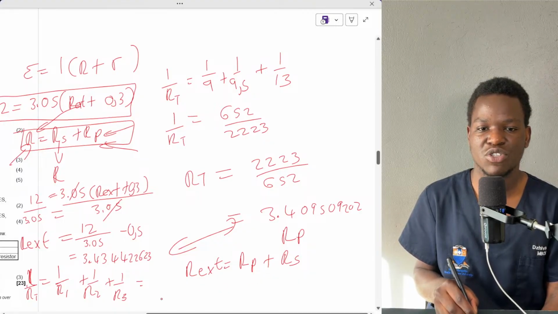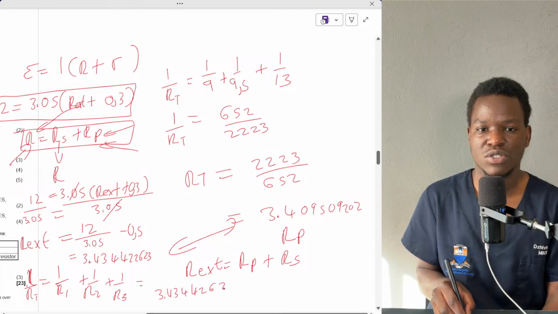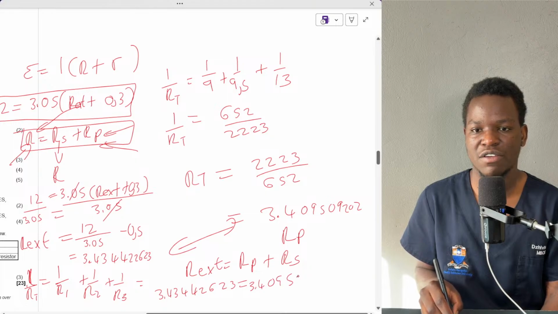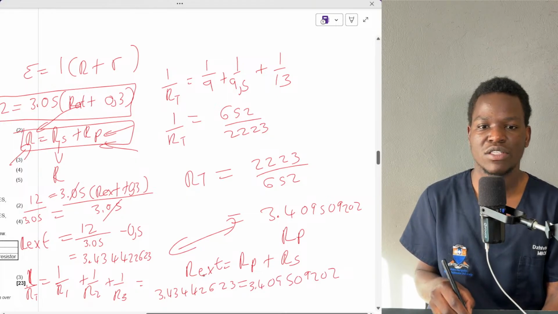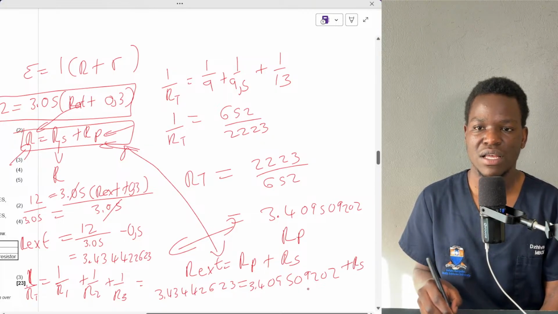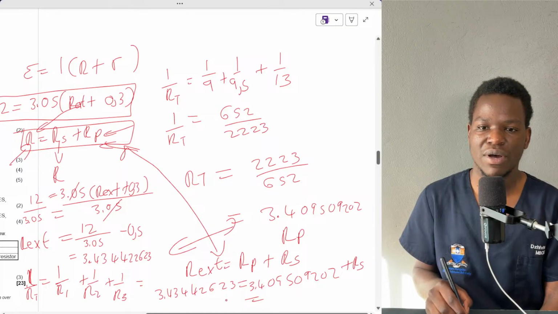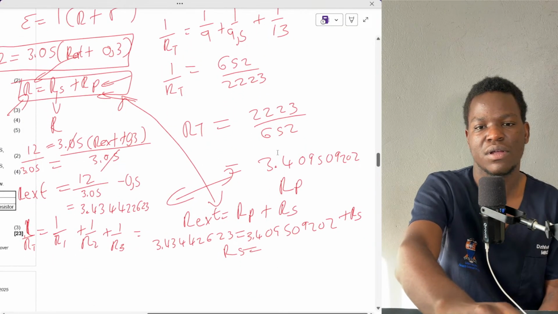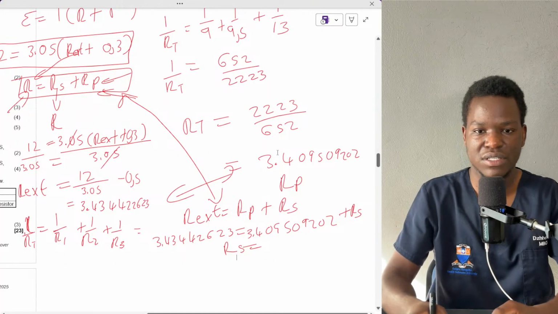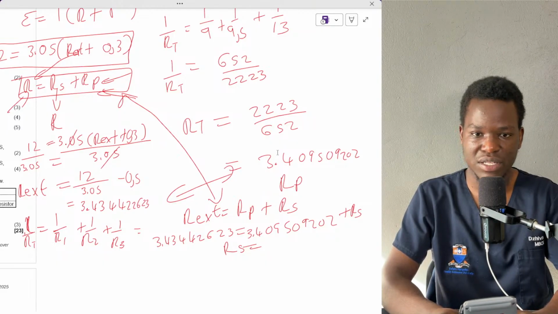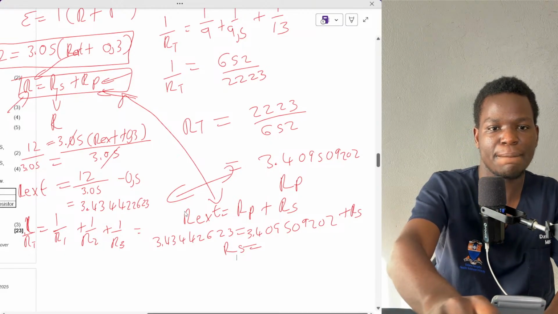And then we just come and substitute 3.43442623 equals R parallel, 3.4095292. We are just basically using this. And then we say plus R series, and then we say, okay, what is our R series? Take this one that side and subtract. So now, if we take this one that side, which one is the total? That is the R external.